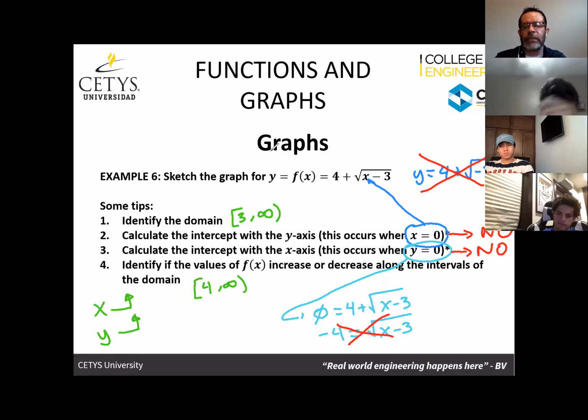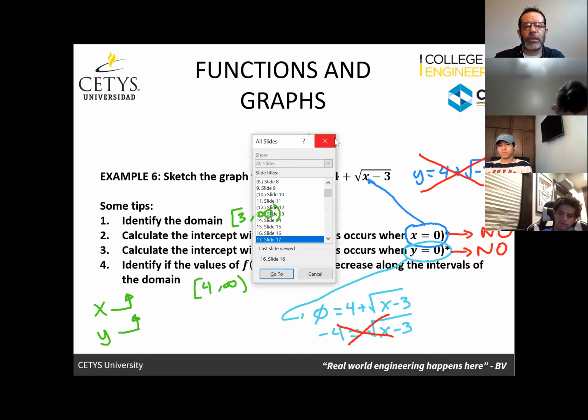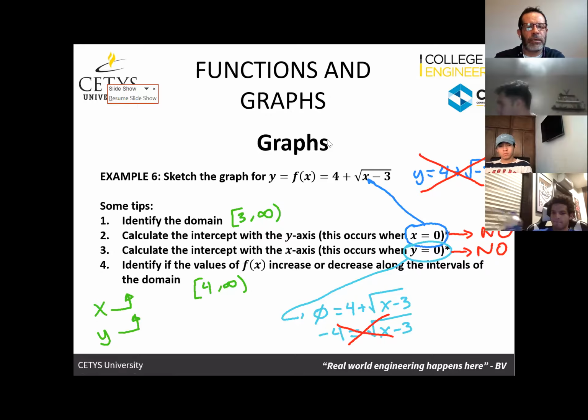Let's look at how that graph would look. Oops, I have that slide hidden. Give me a moment. Here, that slide is hidden. Here we go. Let's look at how this graph would look. There we go. Okay.